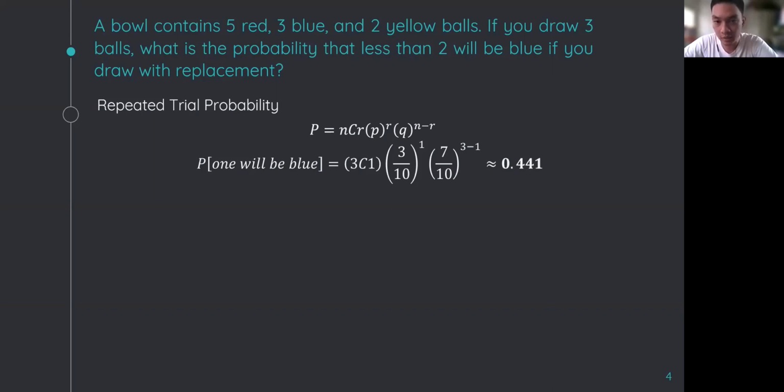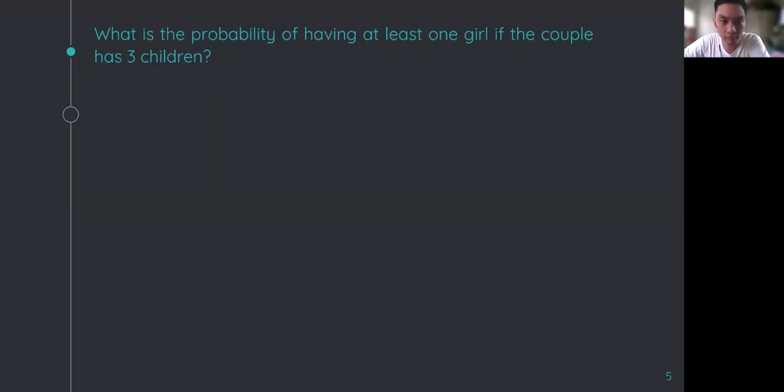Then there are 10 balls altogether, to the power of 1. Then q here is the probability of failure, or the probability that we will not get blue balls. So it is 7/10, because there are 5 red plus 2 yellow balls, with 10 balls altogether, to the power of 3 minus 1. Then by calculating it, you can get 0.441.